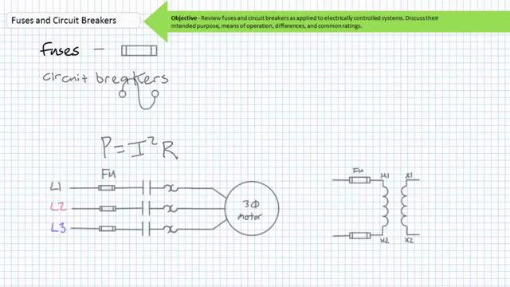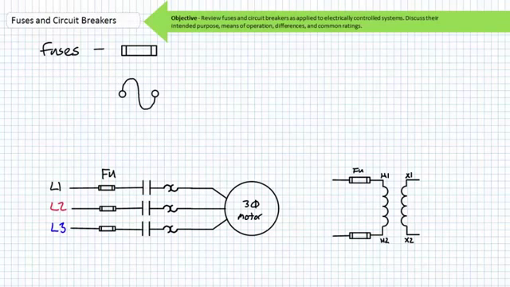Fuses. A fuse is a metal alloy element that is purposely designed to melt at a specific temperature and open the circuit. Here are two common schematic symbols for a fuse. Fuses are two-terminal devices placed in series or in line with the load it is intended to protect.